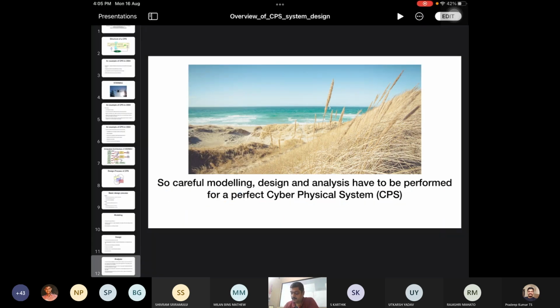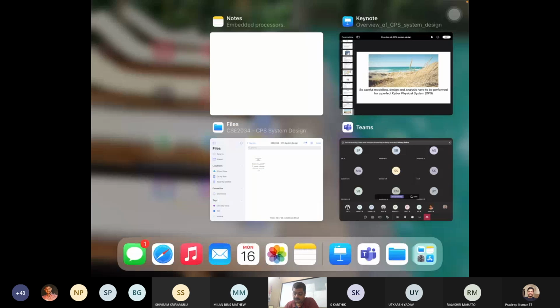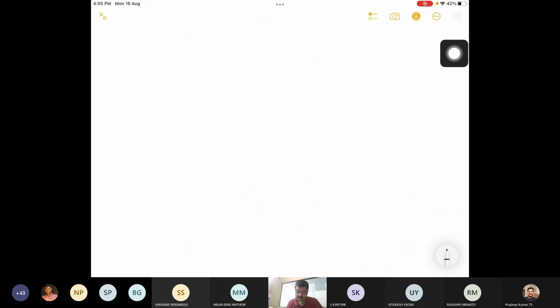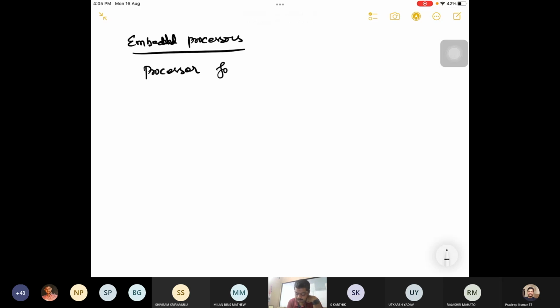Okay. So I'll just go to the processors here. Now I have embedded processors, or we can say processors for cyber physical system. So we can call it something like CPS or cyber-physical systems. I usually represent it like this. So processor design for CPS.